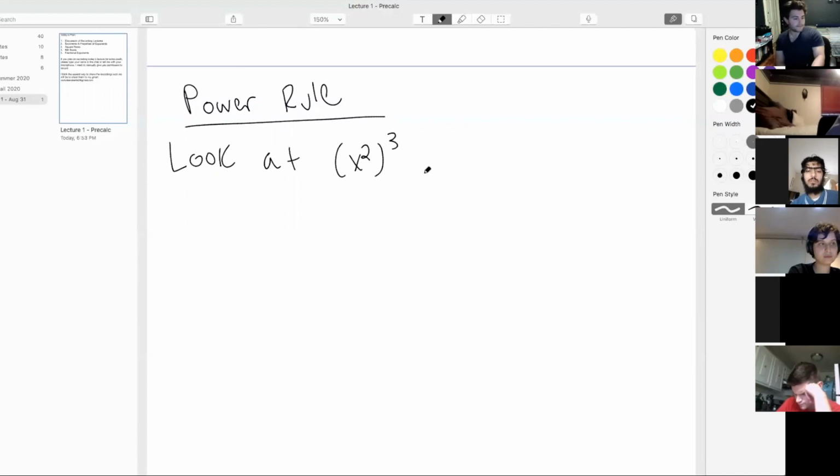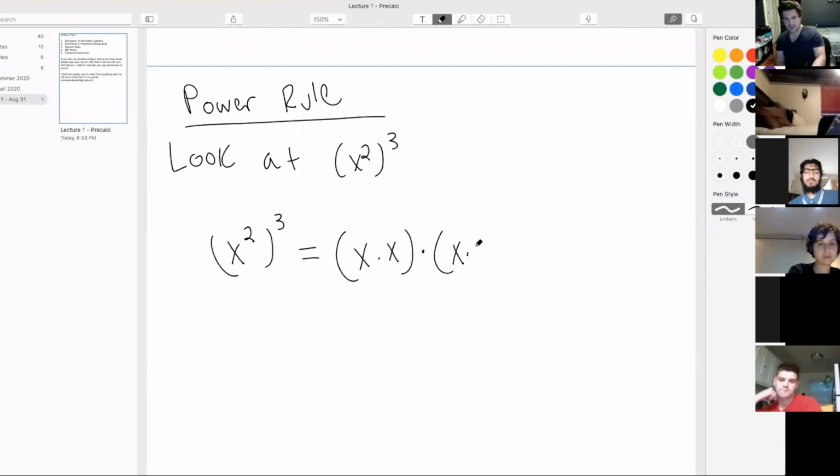So by definition, this is x squared multiplied by itself 3 times. So x x times x x times x x. Okay, I hope that's okay. I just put an x squared multiplied by itself 3 times. And now you can just visually see that this is the same as x to the 6th power, because if you count all the factors of x, there are 6 of them.